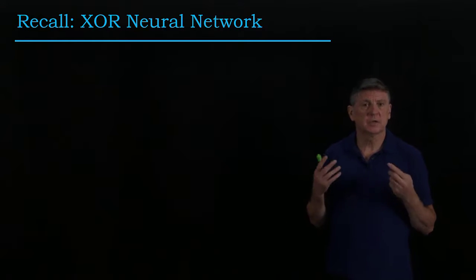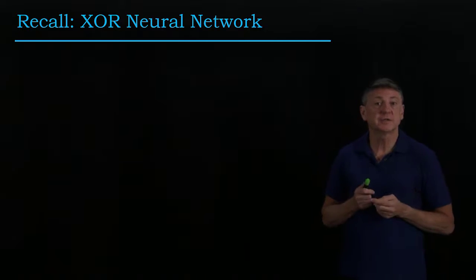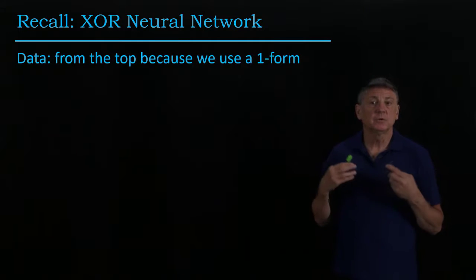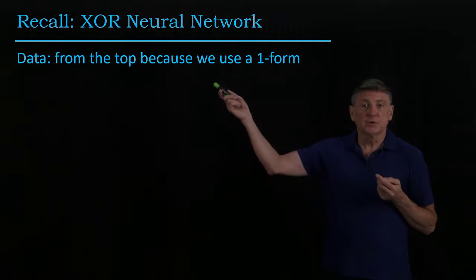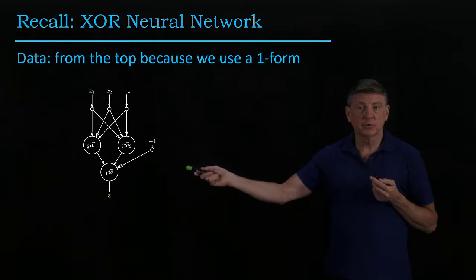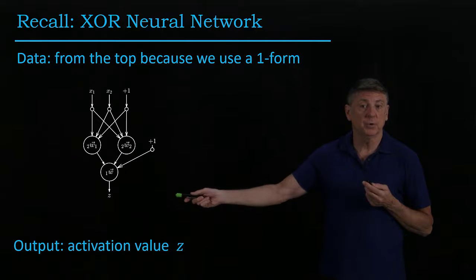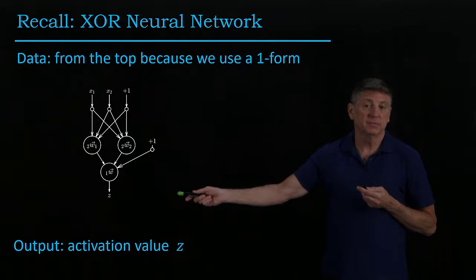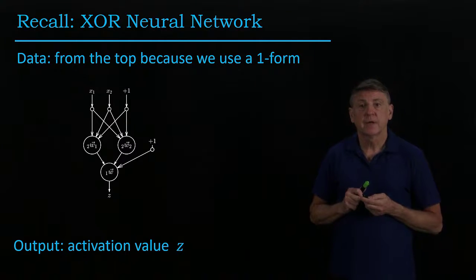So let's recall a simple network that we know can solve a two-dimensional exclusive OR problem. We'll flow the data from the top because we think of data as being a one form. So we have the data coming in and it goes through the hidden layer to the output layer, and then it produces the output, which is the activation value for the final neuron in the network.